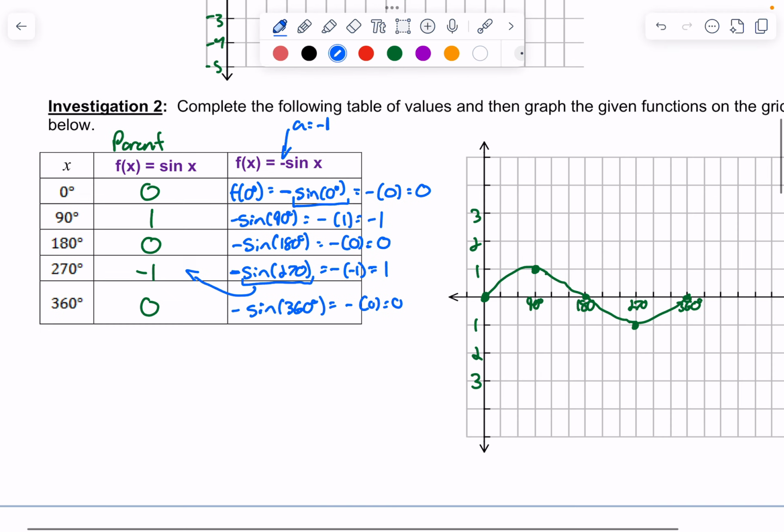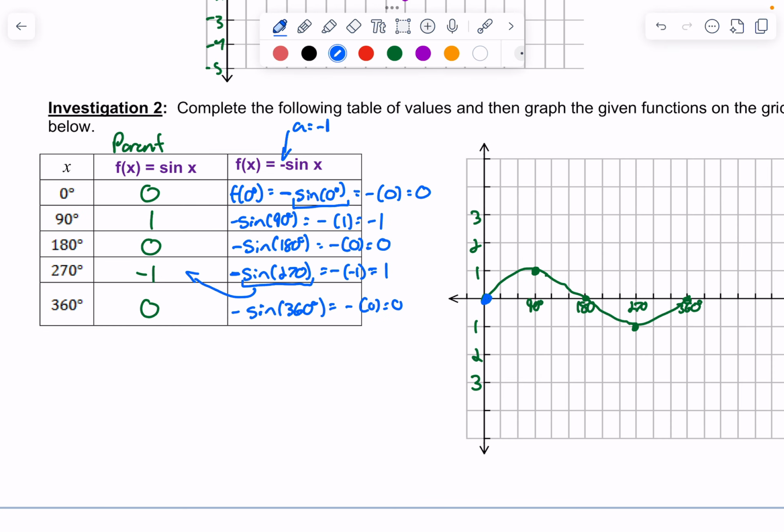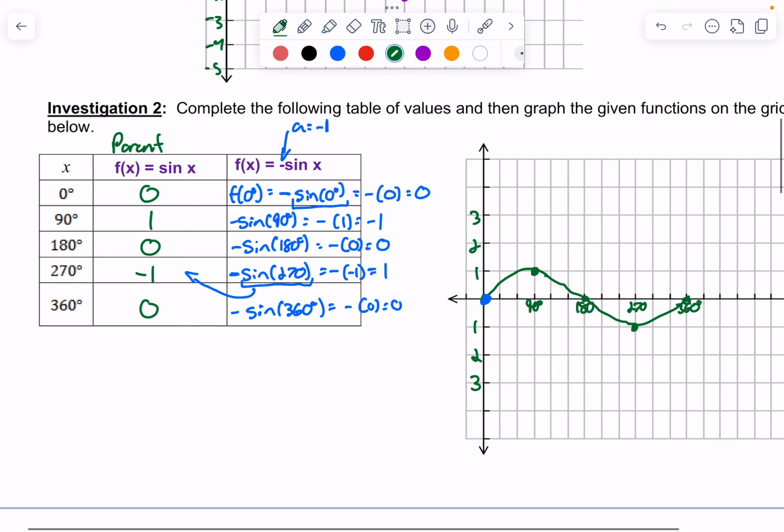So at 0 degrees, you're at 0 still, so right here. But now when you're at 90, oh, I should have put negatives here. At 90, you're at negative 1, right here. At 180, you're at 0. And then at 270, you're at 1. And then at 360, you're at 0. So notice, typically on a sine graph, you go up first, right? You head upwards.